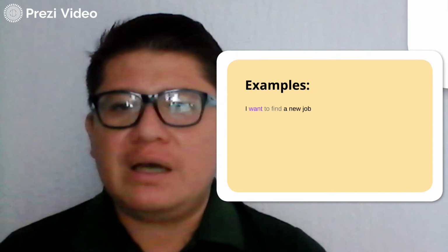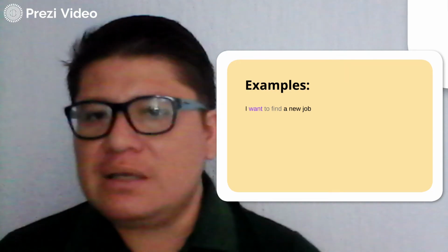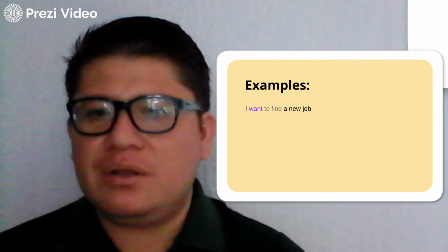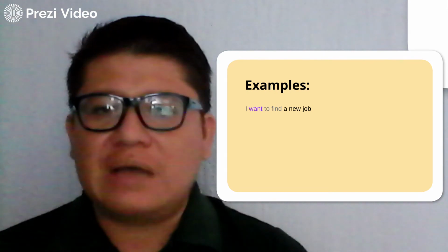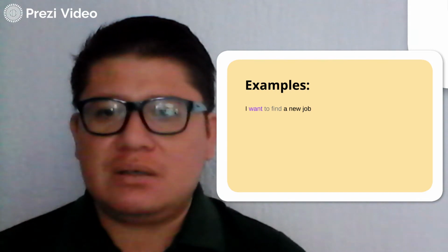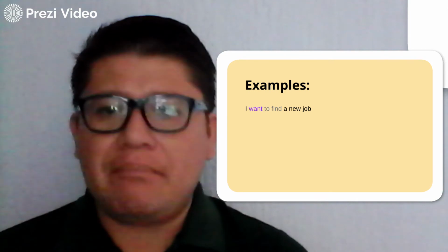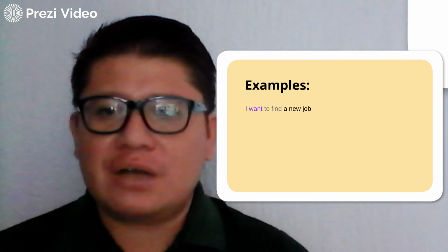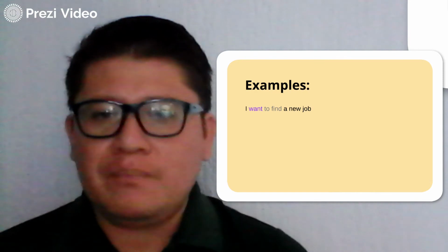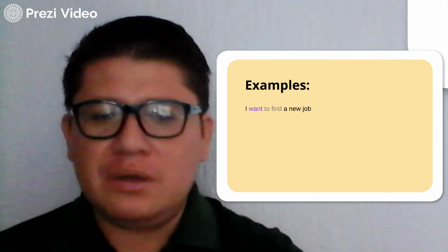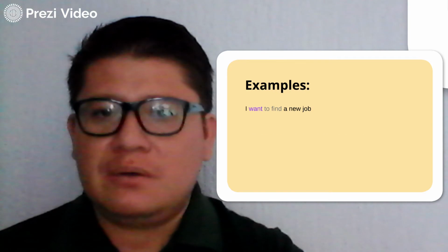I want to find a new job. If I say I want to find a new job, I am expressing two different actions in the same sentence. The first action is with the verb want, the main verb. And the second action is with the infinitive, to find a new job.